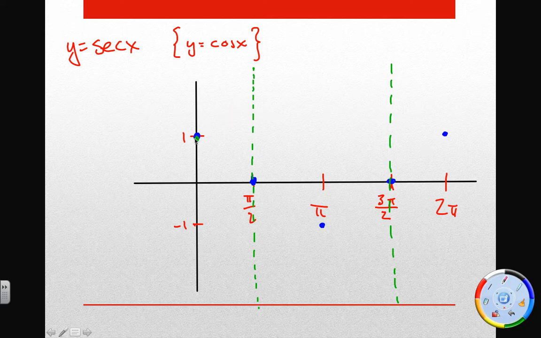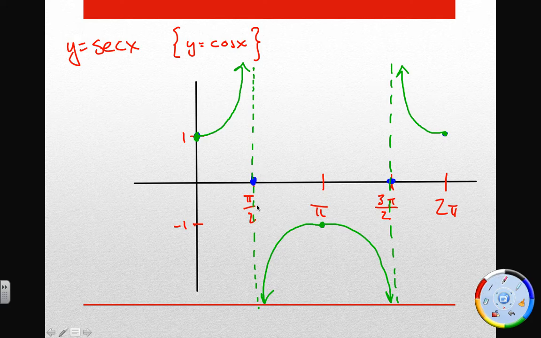This maximum for cosine becomes a minimum for secant. This minimum becomes a maximum for secant. You have to follow your asymptotes because that's the whole idea of an asymptote. And this maximum becomes a minimum. And that is 1 full period of secant between 0 and 2 pi.